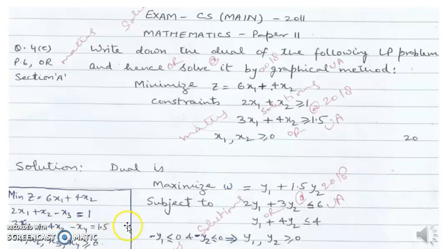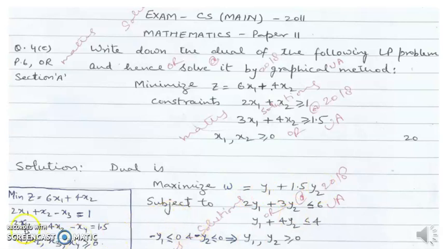Now we write down the dual of the problem. We take w as a variable with respect to z, and because this is a minimization problem, we write the dual as maximization, and with respect to the two constraints we take two variables, y1 and y2. To write the objective function of the dual, maximize w = 1y1 + 1.5y2, since the right hand sides of the primal constraints are 1 and 1.5.